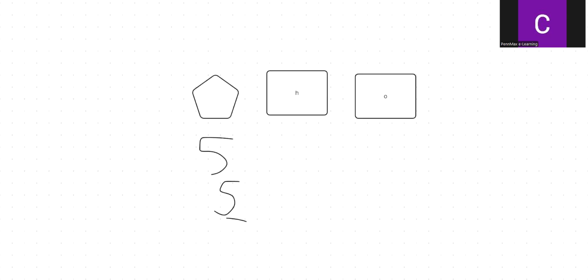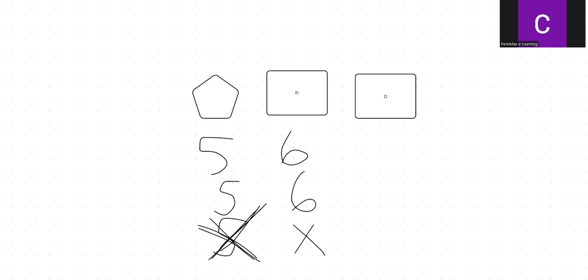So a pentagon has 5 sides, 5 corners. Pentagon doesn't have the same number as the others, but a hexagon is the same thing, but with six. And it's the same thing for octagons.